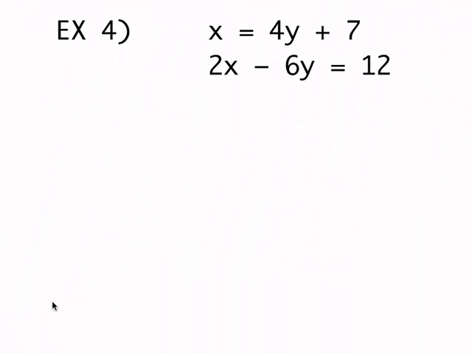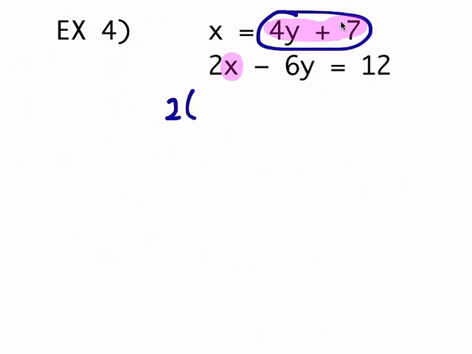All right, awesome. I see x is by itself, so I'm going to take what x is equal to, this 4y plus 7, and I'm going to replace the x in the next equation with 4y plus 7. So I'm going to take this x out and replace it with this. So 2, replace x with 4y plus 7. So that's 2x minus 6y equals 12.